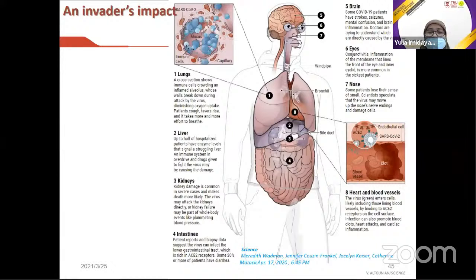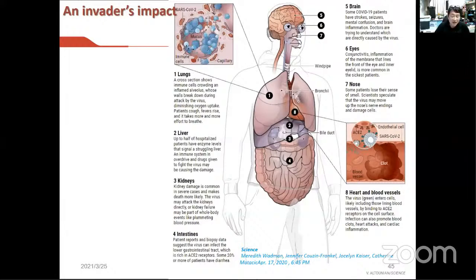Okay, burning eyes, and diarrhea. So the impacts are huge. Most of the cases in Japan reported vertical transmission from mother to baby. So it's likely, as a Chinese scientist found, particles in the semen of male patients.